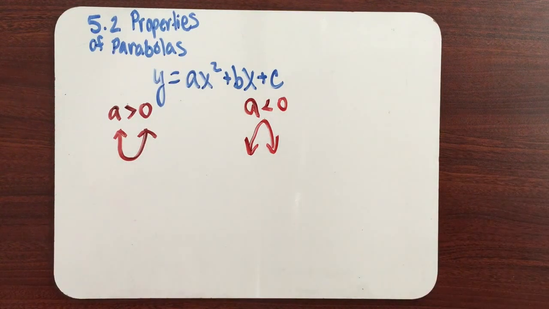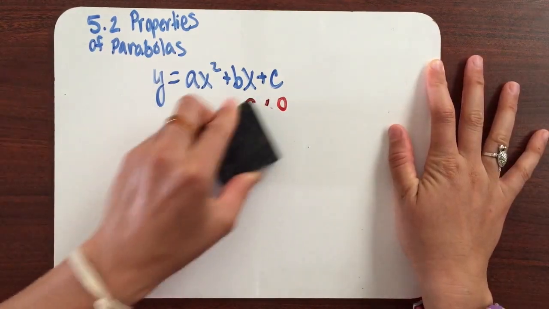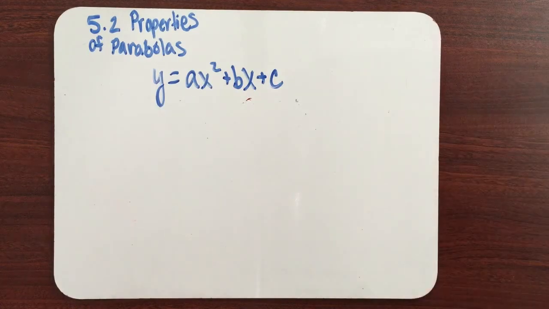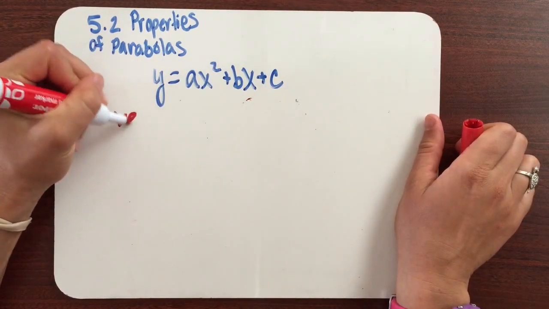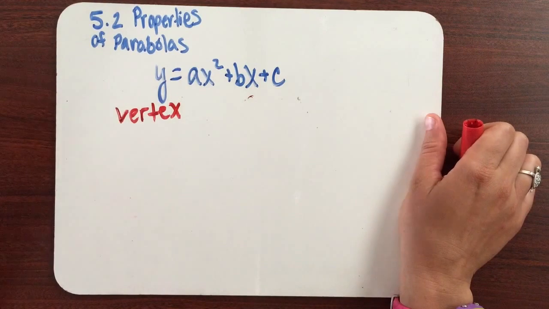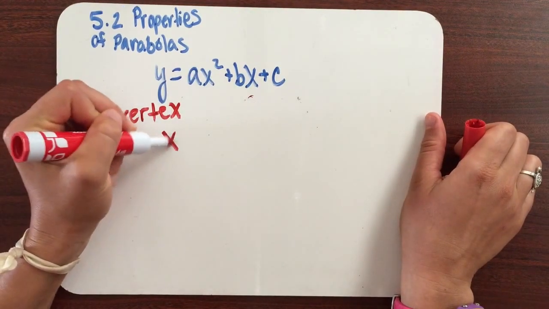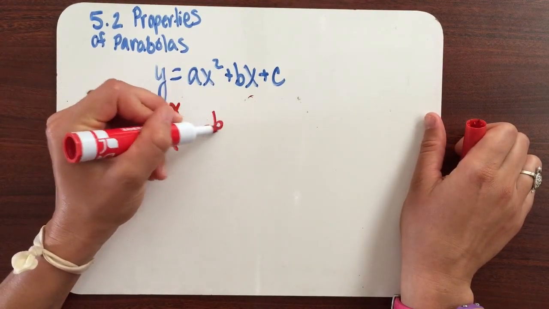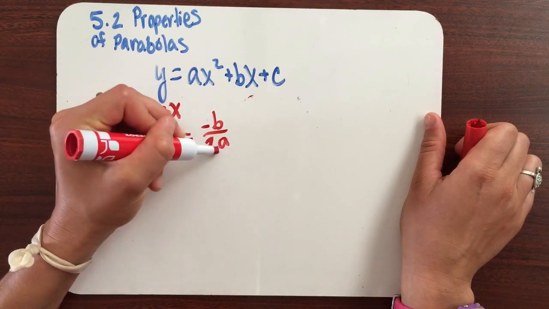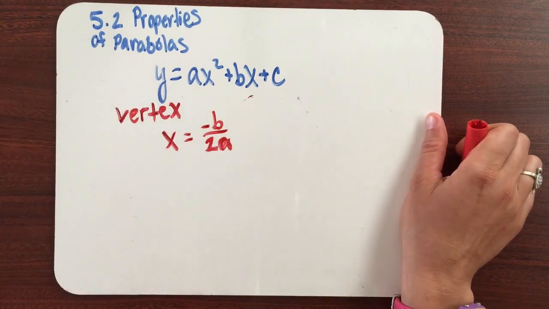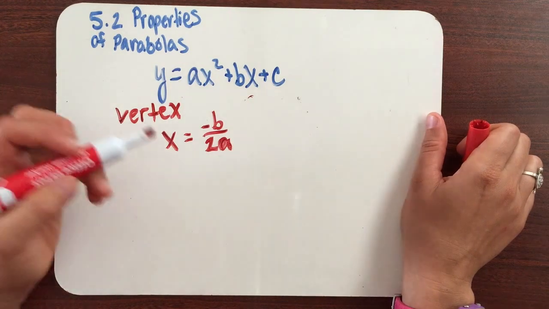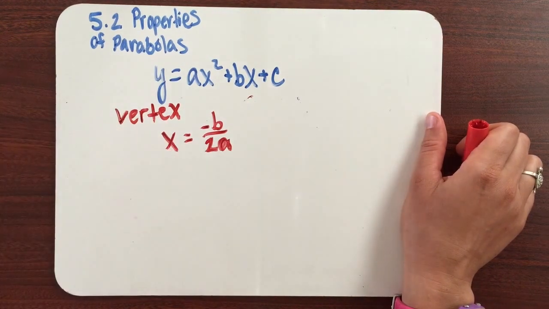Okay? So in order to graph it, one of the things we need is the vertex. So we're going to look at how we find the vertex. In order to find the vertex, we're going to use the equation x equals negative b over 2a. And this is going to find two things for us. It's going to find the axis of symmetry, and it's going to find the x part of the vertex.